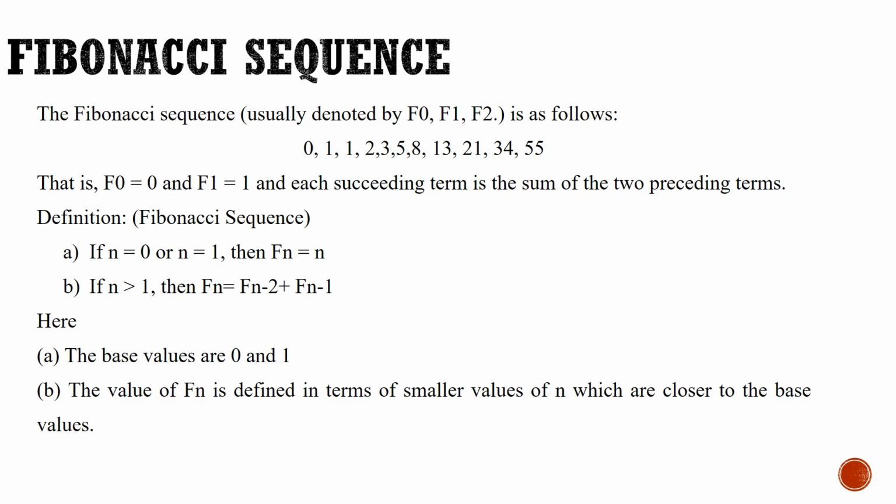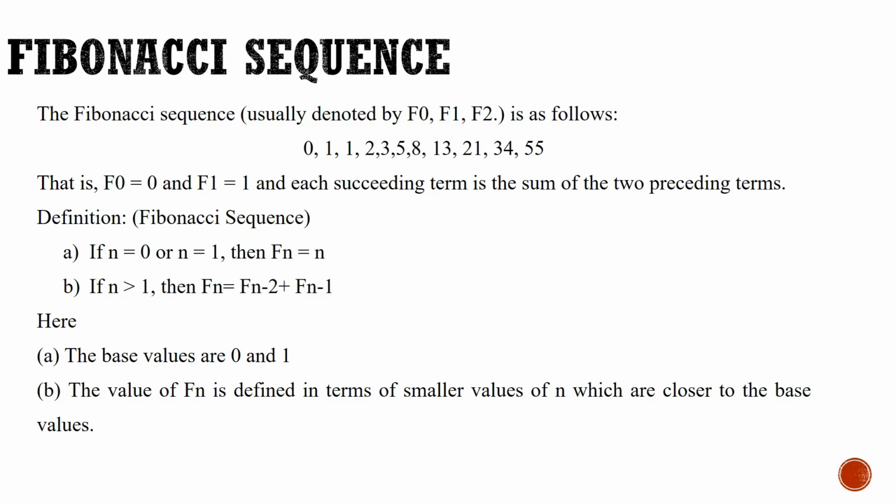F2 will be equal to 0 plus 1, which is 1. Now to get the next number, the position will be shifted again. Now F0 is 1, F1 is 1. To find F2 again, F2 will be equal to F0 plus F1, which is 1 plus 1, which will be equal to 2. That is, the next number will be taken by adding the previous two numbers.